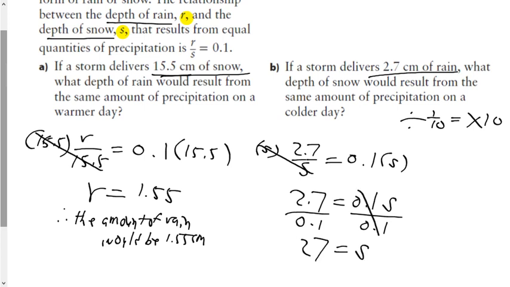So therefore, 2.7 centimeters of rain would equal 27 centimeters of snow.